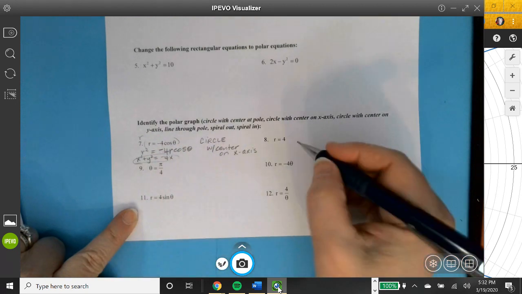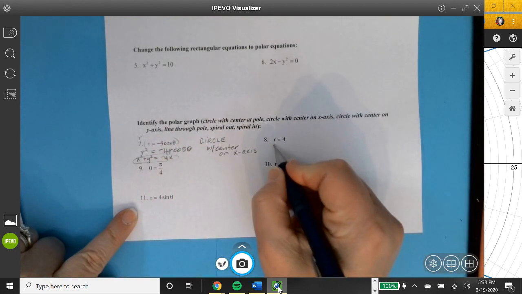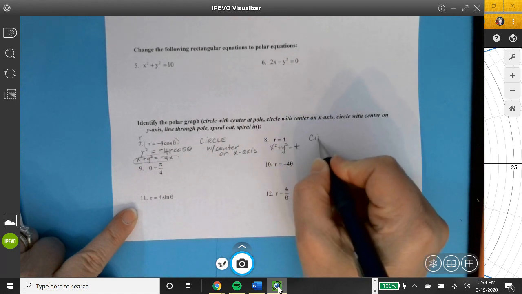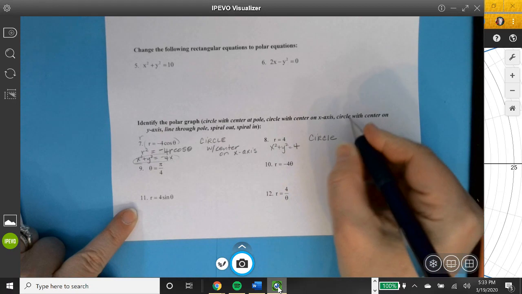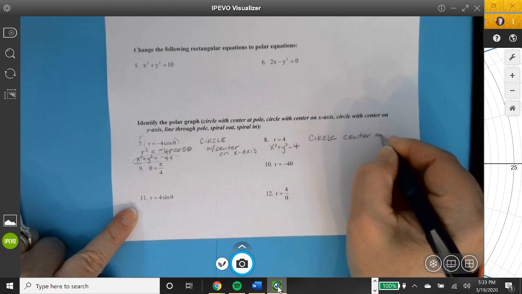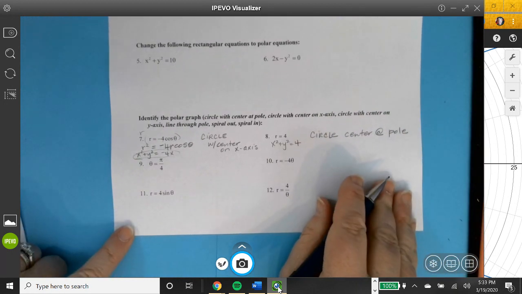Okay, r equals 4. Well, let's think about that. That's x squared plus y squared equals 4. So this is a circle with the center at the origin. Well, at the pole, right? If we're going to be accurate.